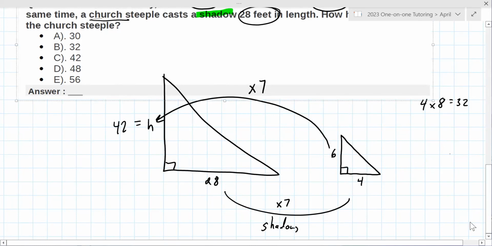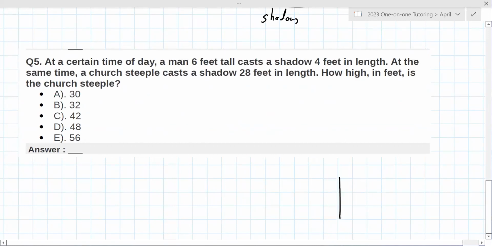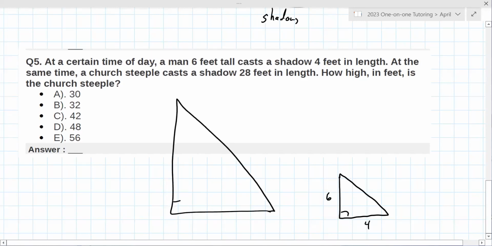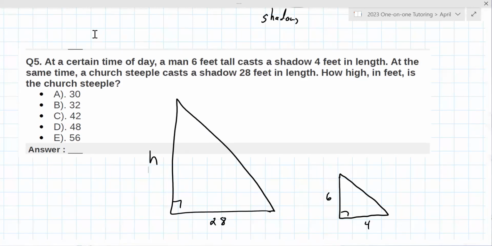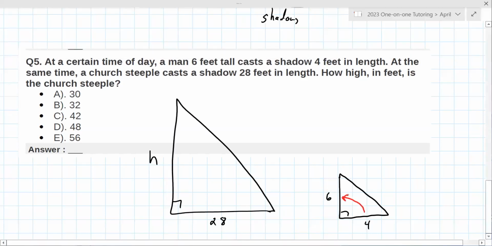Let me grab the problem again and give you way number two. So again, I'm going to label the triangle here: man, 6 feet tall, 4 feet in length, or shadow. The church is 28 feet. So similarly here, you can go from 4 to 6. How do you go from 4 to 6? Well, if you double 4, doubled is 8. That's too big. But 50% of 4 is 2, which gets you to 6.